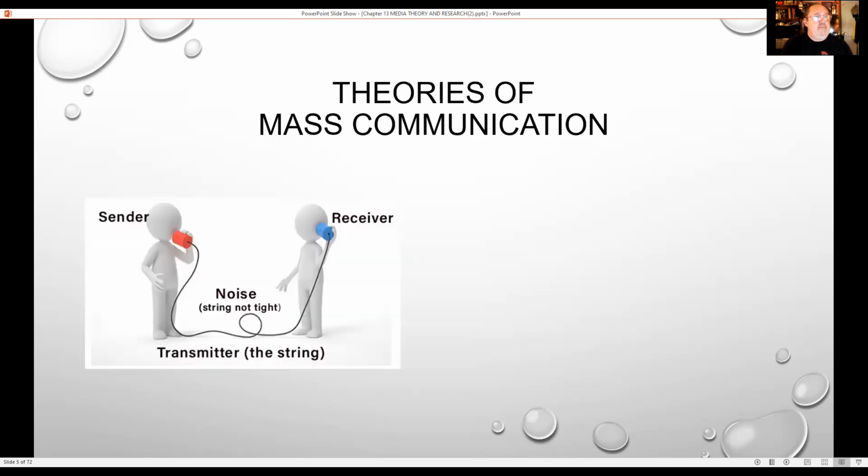So I made this little thing here. I took that picture from someone else, but I put the words in. You've got the sender and the receiver in this basic theory of communication. And you perhaps all have played with string phones. They can't hear each other because the string's not tight. So that would be the noise. That would be the interference between their actually communicating.